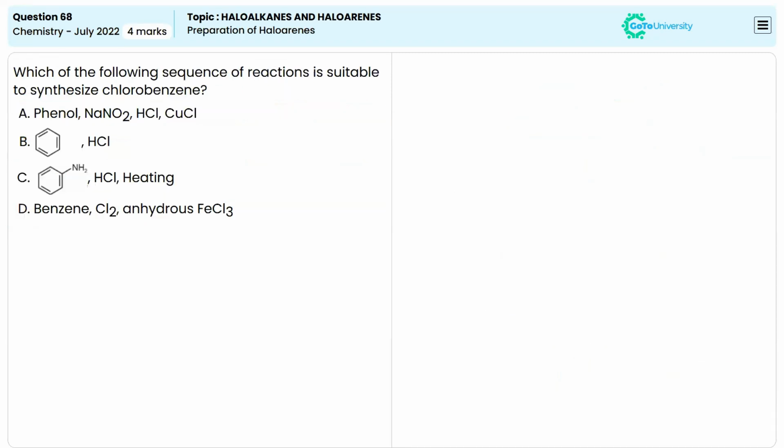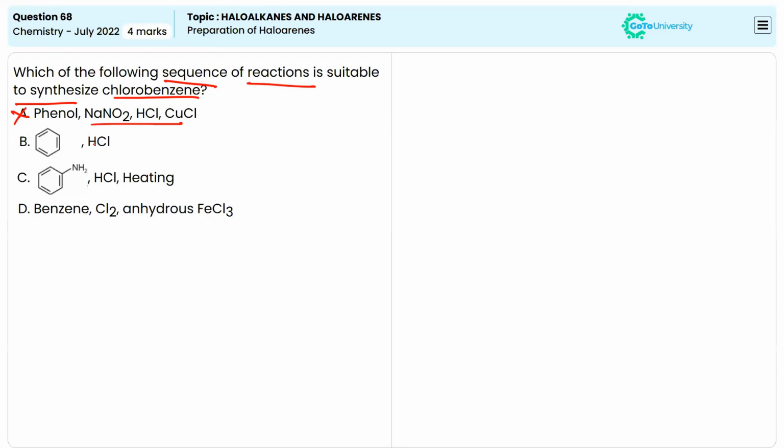Hope you have written everything. Now coming to the next question. Here, four series of reagents are given. We have to choose the correct sequence of reactions which is suitable for synthesizing chlorobenzene. So we have to produce chlorobenzene and decide which reagent we will use. Using phenol, we cannot produce chlorobenzene using these reagents. So option A is not the correct one.